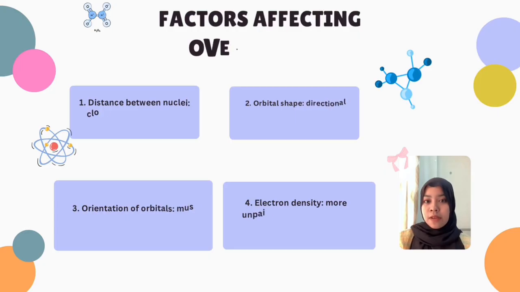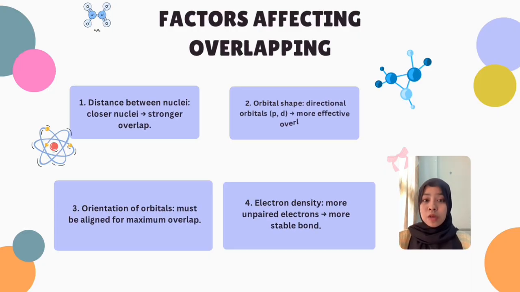Next is the factors affecting orbital overlapping. Orbital overlapping depends on several factors. First, the distance between nuclei. The closer the atoms are, the stronger the overlap. Second is the shape of the orbital. Directional orbitals such as p and d overlap more effectively than s orbitals. Third, the orientation of the orbitals. Orbitals must be properly aligned to achieve maximum overlap. Lastly is electron density. A higher number of unpaired electrons leads to a stronger and more stable bond.